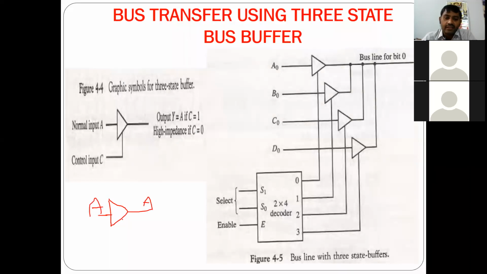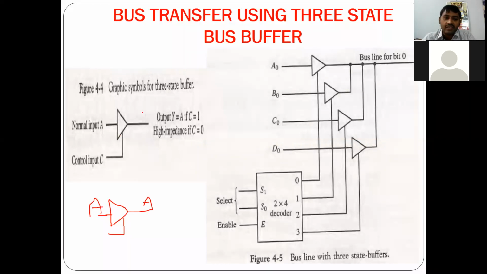Sometimes it needs an enable. Even when we discussed decoders and multiplexers, we discussed enable. Enable means whenever the enable is high, the particular circuitry will be selected. Similarly, this buffer is also enabled with an enable signal. Otherwise, it goes into the other state. So what is that state that we will be seeing?